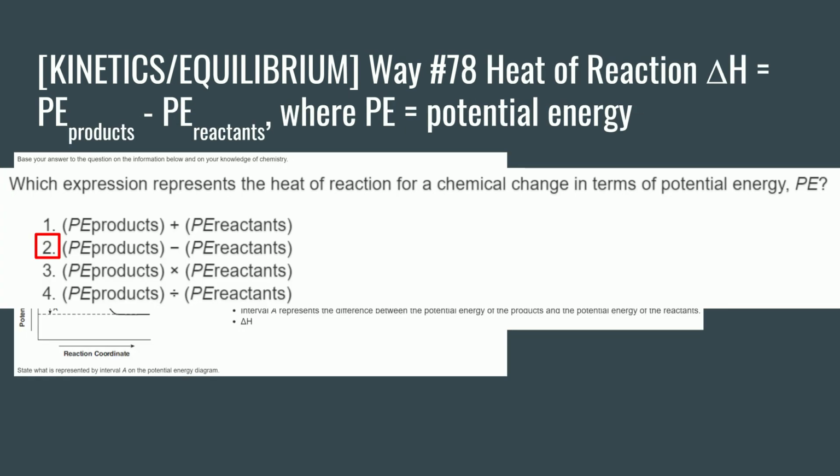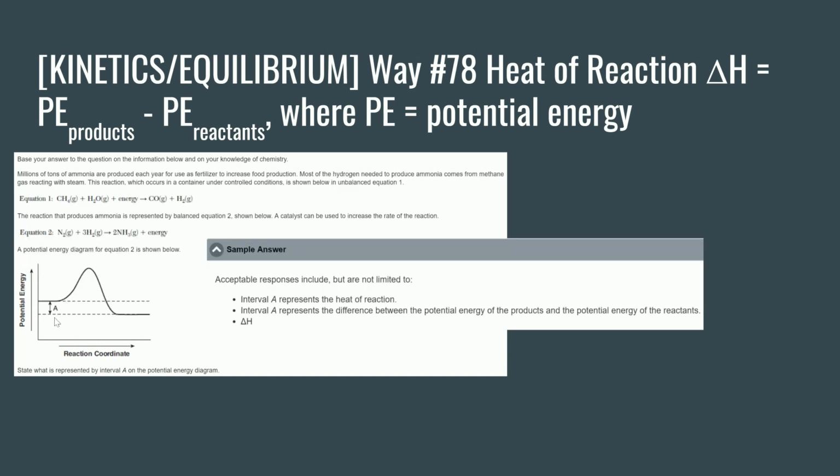So when it comes to way 78, please note that delta H represents your heat of reaction. We find it by taking the potential energy of the products and subtracting it from the reactants. Alternatively, if you're looking at a potential energy diagram, the difference in the potential energy of the products to the reactants represented by this value right here, A, is delta H, or the heat of the reaction.